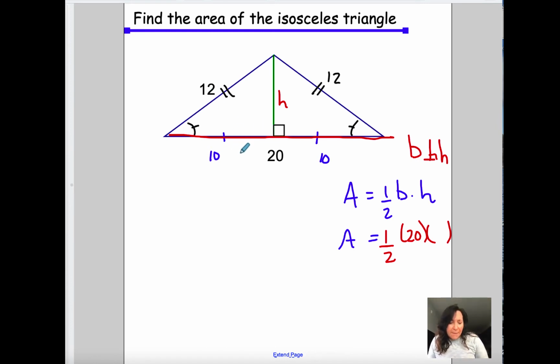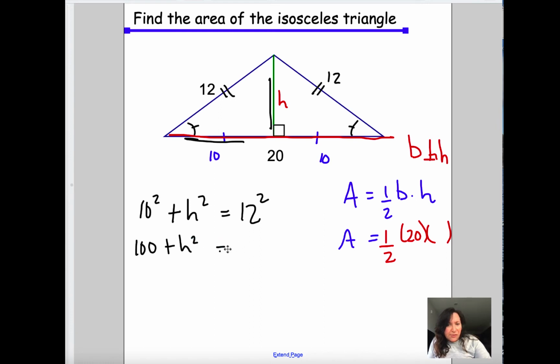So I'm going to use the Pythagorean Theorem if I have 2 sides and I'm trying to find the third side, and if I have a right angle within that triangle, which I do. So we're going to say this leg squared plus this leg squared is equal to the hypotenuse squared. So 10 squared plus h squared is equal to 12 squared. So we have 100 plus h squared is equal to 144. We are going to subtract 100. We get h squared equals 44.